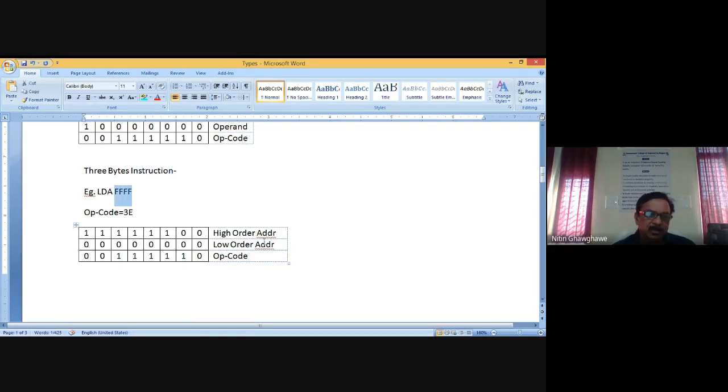Our instruction was FC00. Now, if you want to store this particular address, only 8 bits will not be sufficient, because F stands for 4 bits, C for 4 bits, again 0, 0 in this way. So a total of 16 bit places will be required, because it is 16 bits. So this is FC00. This is a 16-bit address.